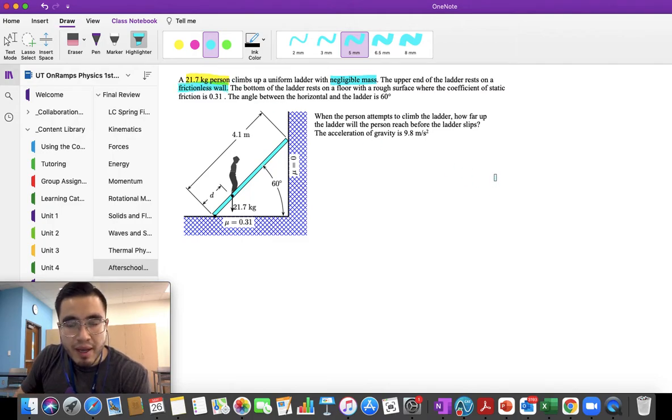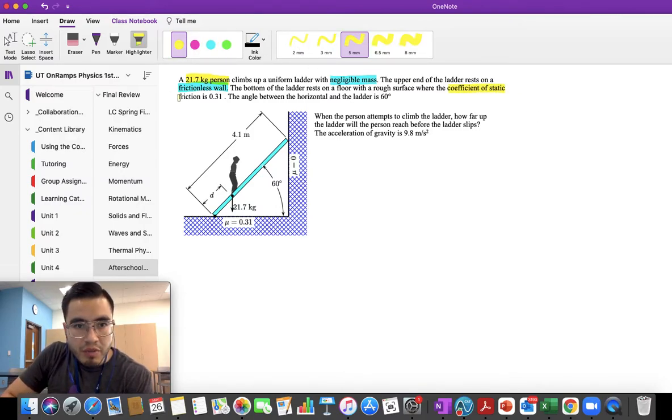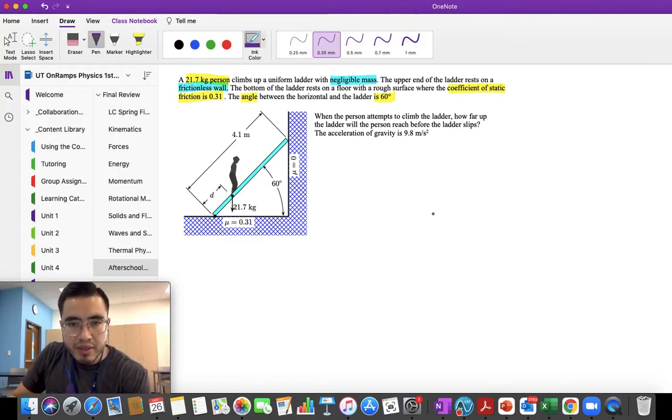And then we have a rough surface, and then we have a coefficient of static friction of 0.31. And we have the angle theta, 60 degrees. Now we have to find the distance d, as we see here in the diagram. And the first step that I suggest, let's write down the given. Let's write down what we have, and then we'll do the free body diagram.